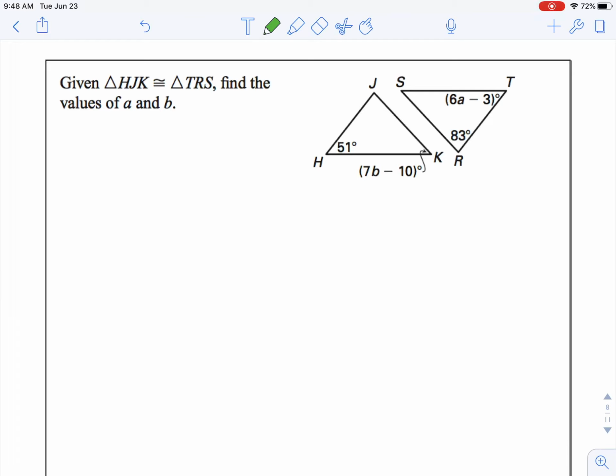So I'd like you to try to see if you could set this one up and solve. Given the triangles are congruent, find the values of A and B. The expressions are slightly more complicated, but should be fairly straightforward. So look at the example that we did before, try this problem, and then look at the notes to see if you got it right.